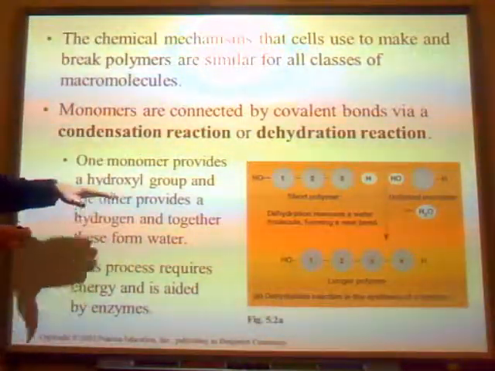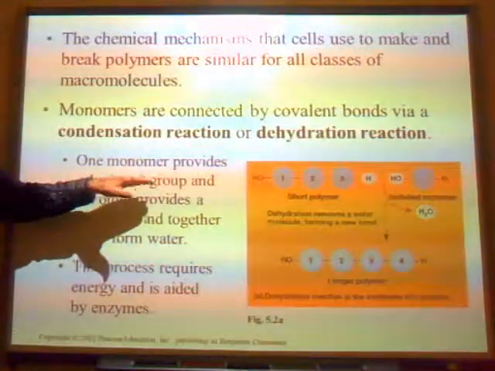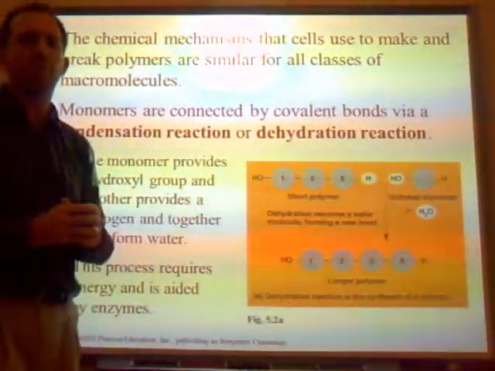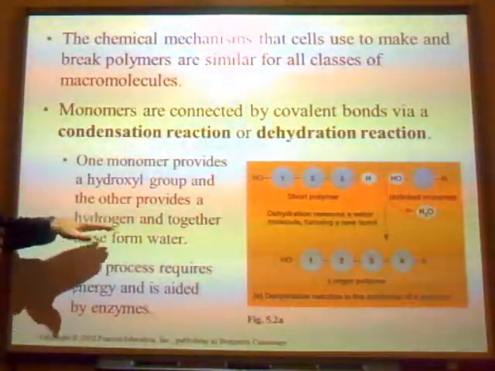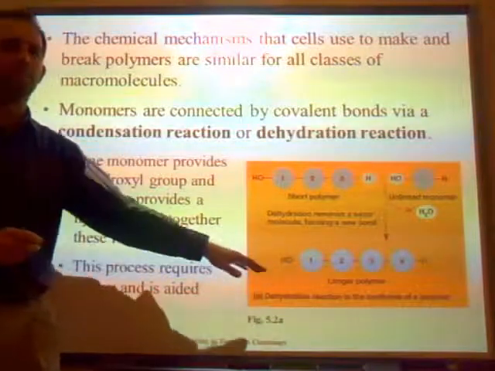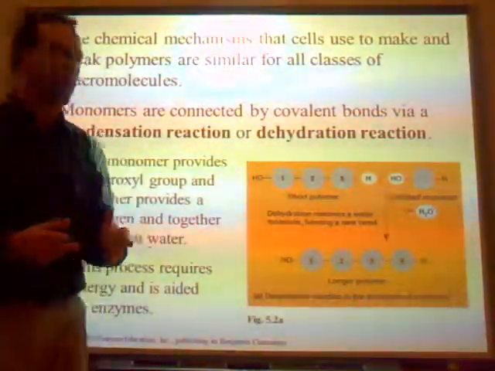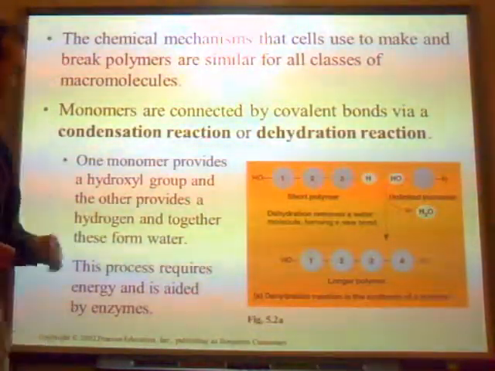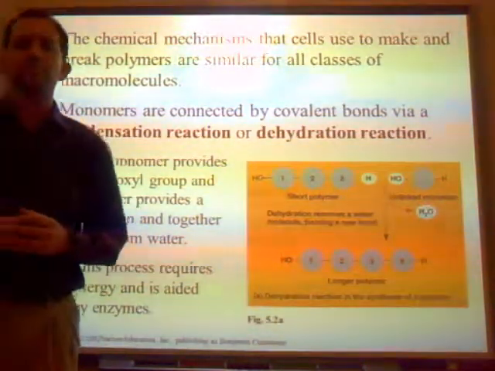As you go through this, notice we have a monomer providing a hydroxyl group. If you've studied your functional groups, remember the OH is the hydroxyl group. It is going to add together with a hydrogen from another monomer, and when we take an OH and add an H to it, we get H2O, so we actually form water. And in order for this to happen, some energy has to be supplied.